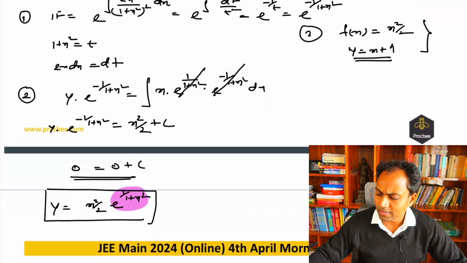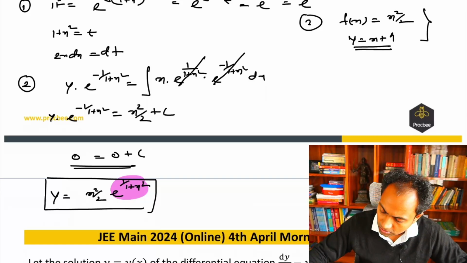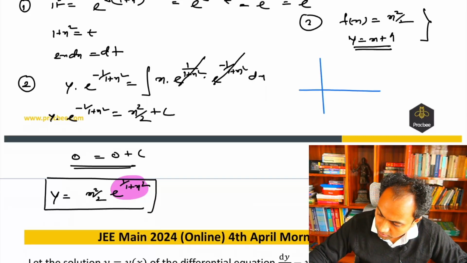Now we need to find the area enclosed. For area enclosed, there are 3 to 4 steps that we usually follow. The first one is to draw the graph. And if I draw the graph, x square by 2 would be like this. y equal to x plus 4 will be a line that goes like this.